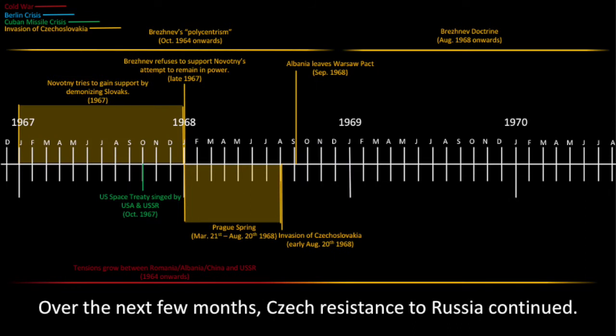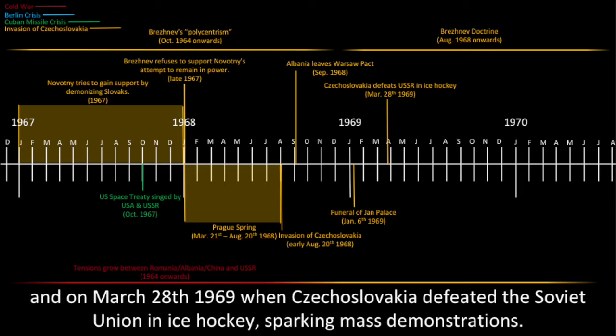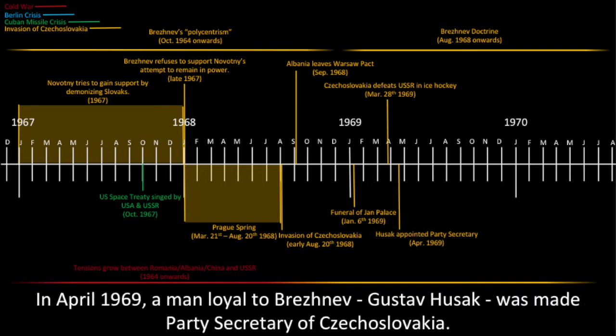Over the next few months, Czech resistance to Russia continued. On January 6, 1969, hundreds of thousands attended the funeral of Jan Palach, a student who set himself on fire in protest to the invasion, and on March 28, 1969, when Czechoslovakia defeated the Soviet Union in ice hockey, sparking mass demonstrations. In April 1969, a man loyal to Brezhnev, Gustav Husak, was made party secretary of Czechoslovakia.